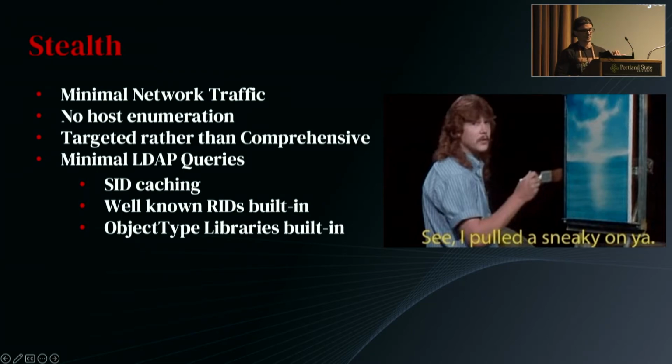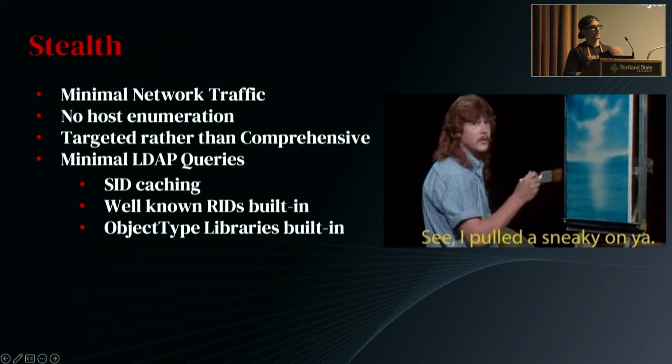Well-known RIDs are built in. A relative identifier is the last part of a SID, so like 500, 512, 513. Several objects are constant globally in Active Directory, such as the domain administrators group or enterprise admins, and they all share the same RID regardless of the domain. Since we already know this, we know the expected RID for these accounts, and there's no need to query for it.